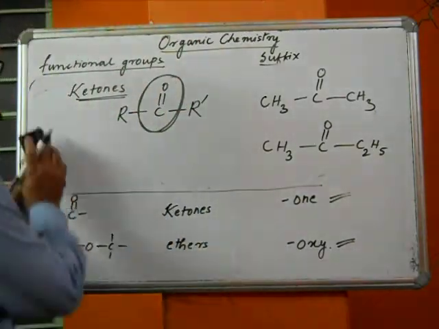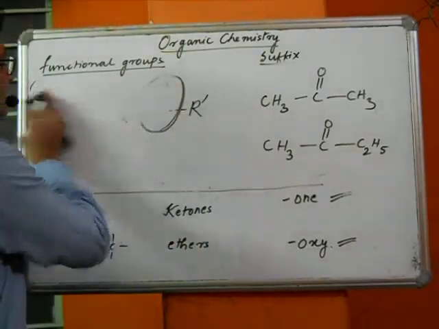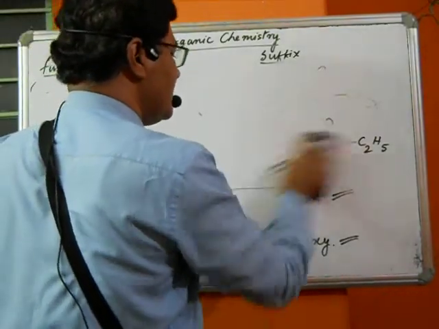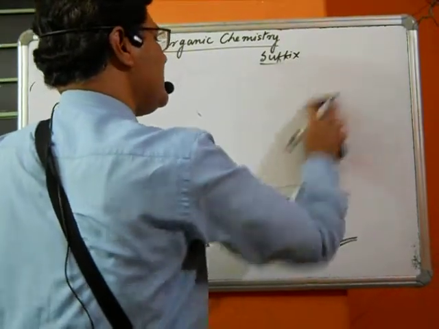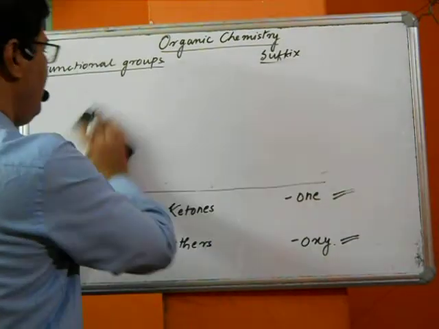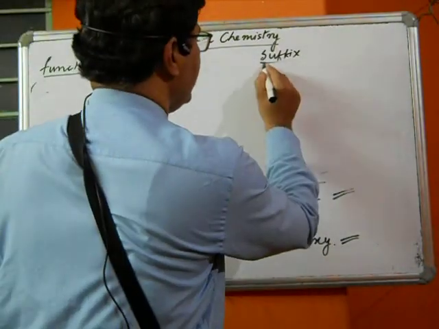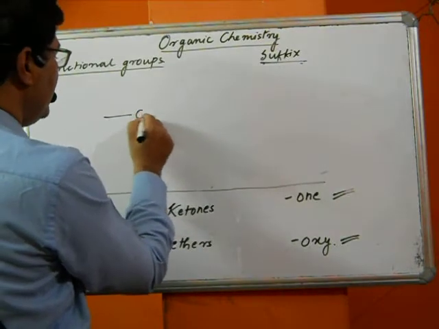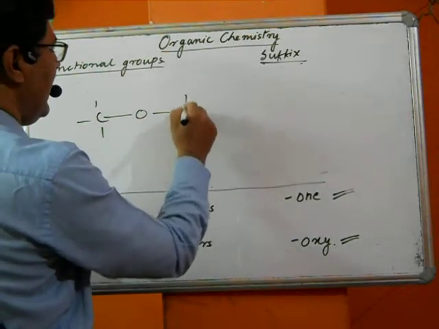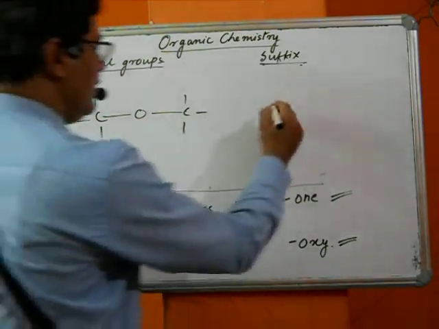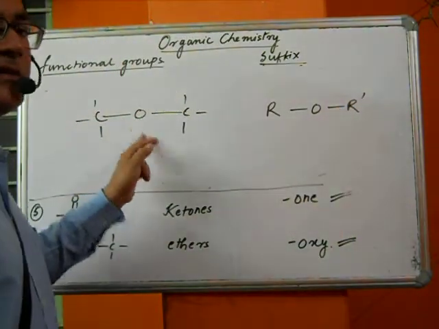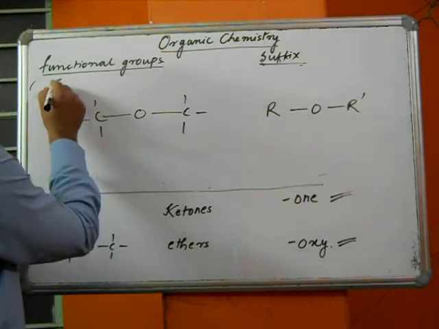Now let us come to ethers. What are ethers? Ethers, don't get mixed up with ketones and ethers. Ethers are compounds where two carbon atoms are joined by oxygen. You can see in between oxygen is there, and here lies the alkyl group. So you can write R-O-R. This is the functional group. These are known as ethers.